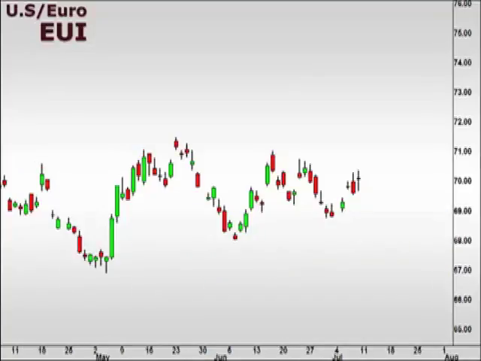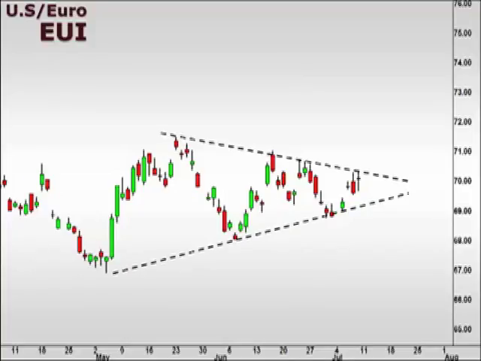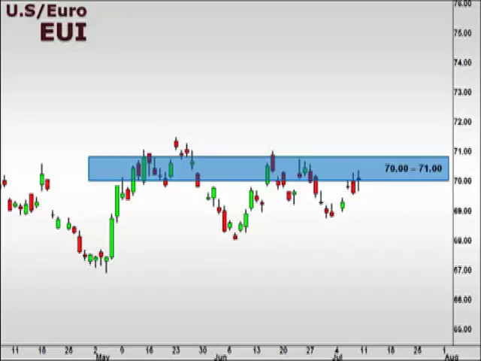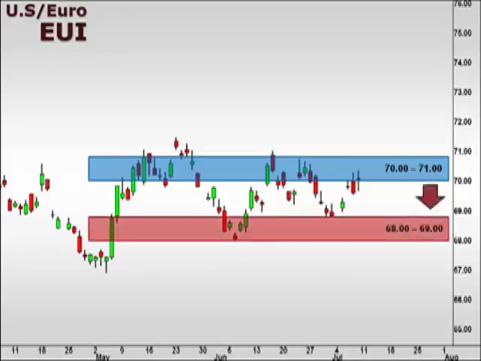Let's take a look at the US dollar versus the euro as seen here in the EUI. The EUI continues to reflect indecision as it consolidates into what appears to be a sideways triangle. A break above 71 opens the window for a continuation higher. However, if the indecisiveness continues, we would expect to see a retest of the 68-69 support.